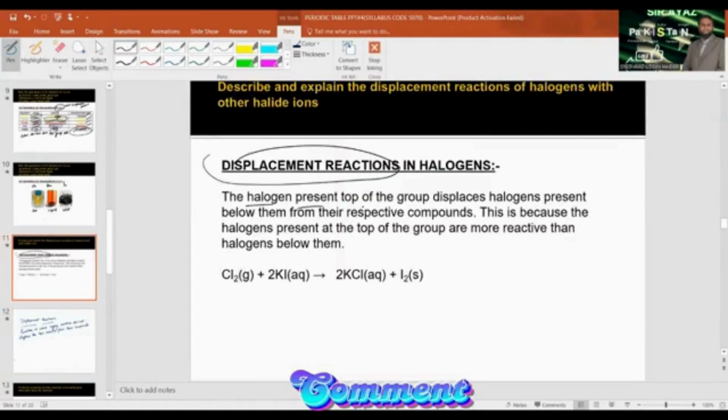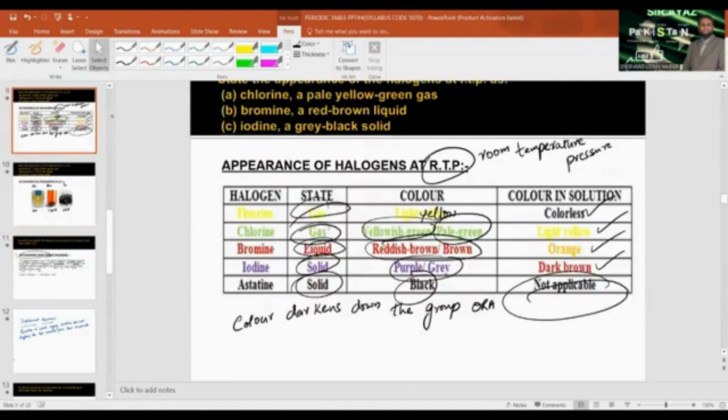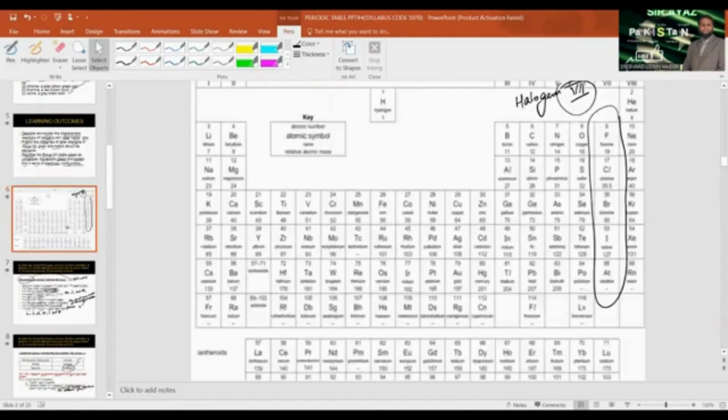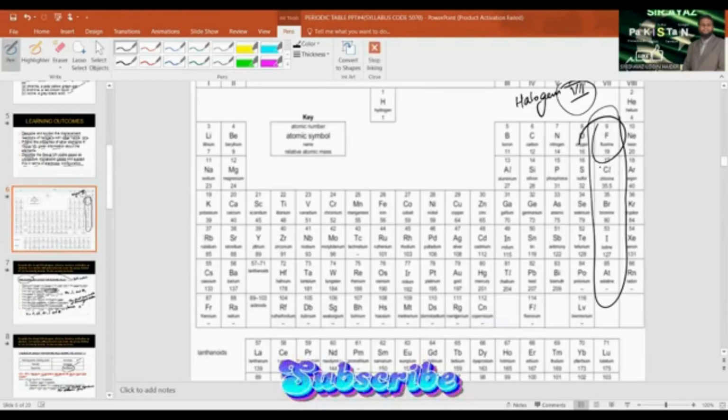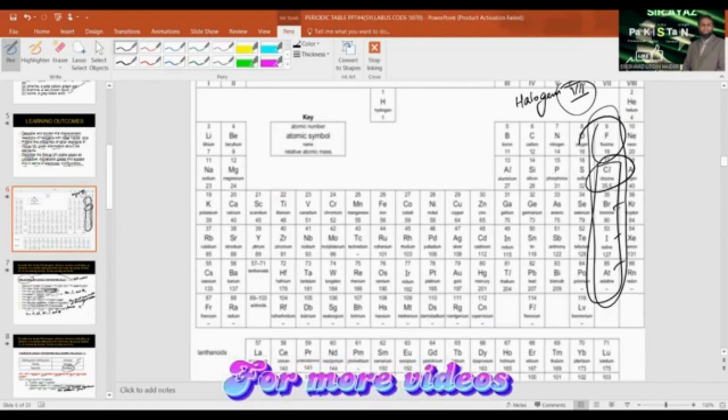Now, halogens present at the top of the group displace halogens present below them from their respective compounds. This is because the halogens at the top of the group are more reactive than halogens below them. Here, there are the halogens. You see, fluorine is more reactive than all of these. In the same way, chlorine is more reactive than bromine, iodine, and astatine, but less reactive than fluorine.